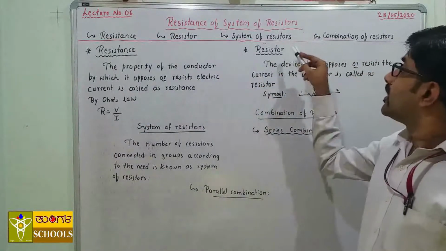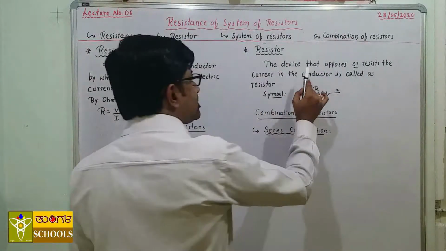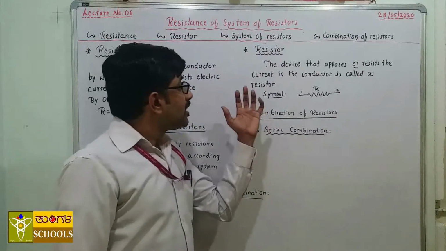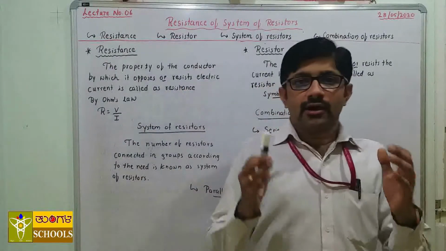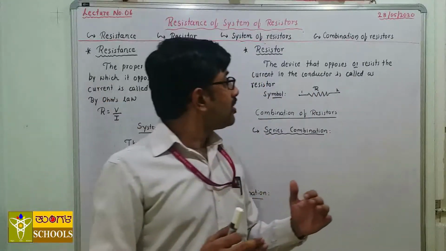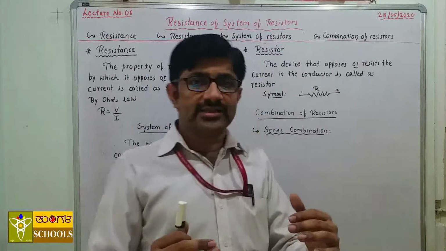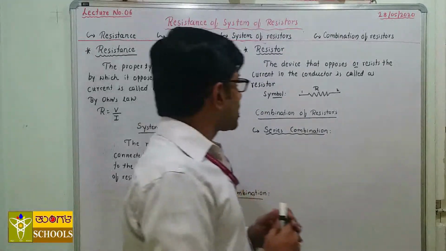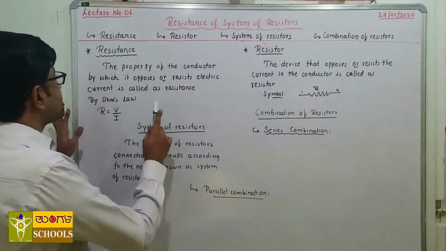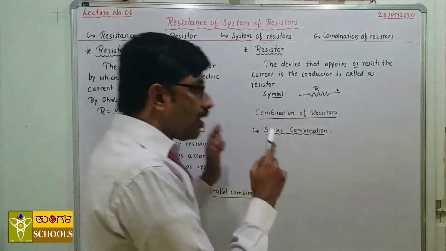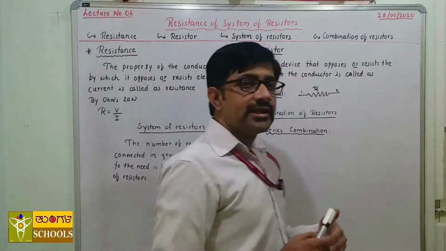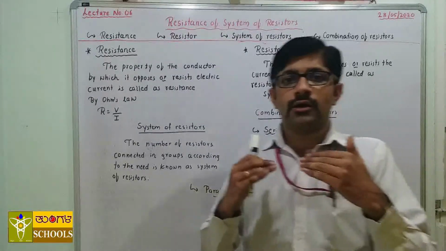Now, resistor: the device that opposes or resists the electric current in the conductor is known as a resistor. The material or the device which opposes or restricts the electric current in the conductor is known as a resistor. Keep in mind, resistance is the phenomenon or property. Resistor is the instrument or device.